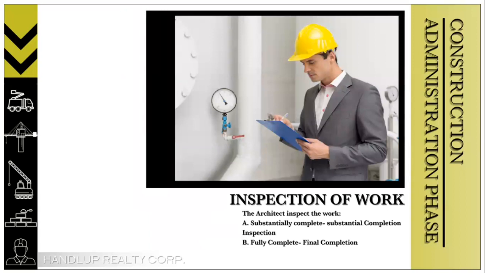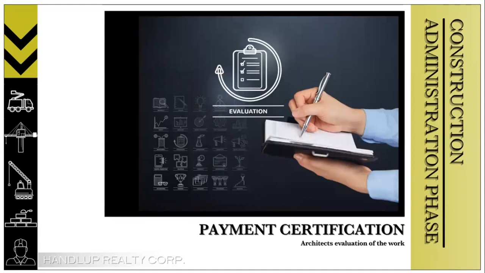Third is the inspection of work. So we need to ask the architect for their inspection because they are the ones to verify the substantiality of the materials and the completion of the work for them to approve for payment. After the inspection of work, fourth is the payment certification.